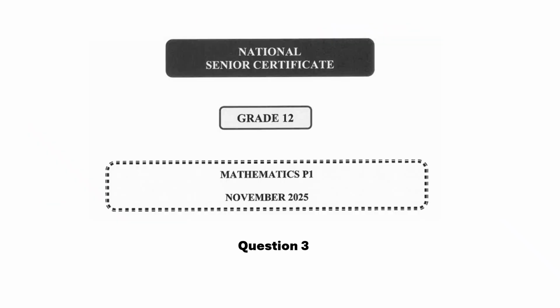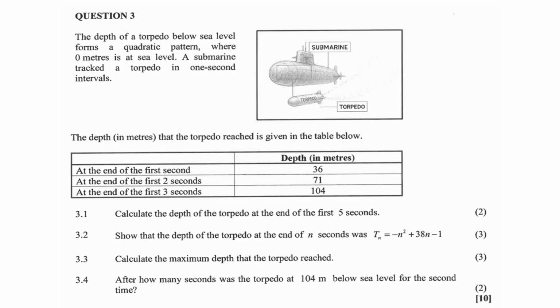National Senior Certificate, Grade 12, Mathematics Paper 1, November 2025, Question 3. The depth of a torpedo below sea level forms a quadratic pattern where 0 meters is at sea level. A submarine tracked a torpedo in 1 second intervals. If you look at the diagram, see where the submarine and the torpedo are. Now the depth in meters that the torpedo reached is given in the table below.